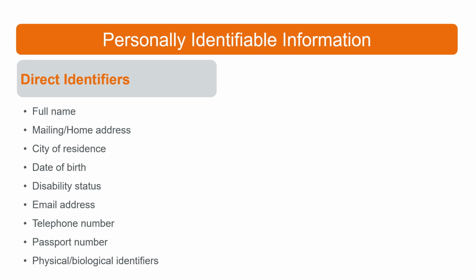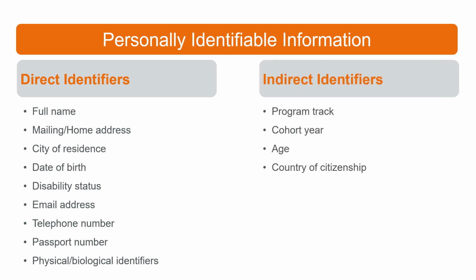And the second type are indirect identifiers, which are pieces of information that can be combined with other information to potentially re-identify a specific individual, even when direct identifiers have been removed. Indirect identifiers include unique, observable, or other characteristics such as program track, cohort year, age, and/or country of citizenship. The possibility of an indirect identifier being used to re-identify an individual increases when the respondent pool is small. For example, collecting information on city and state of an exchange participant.